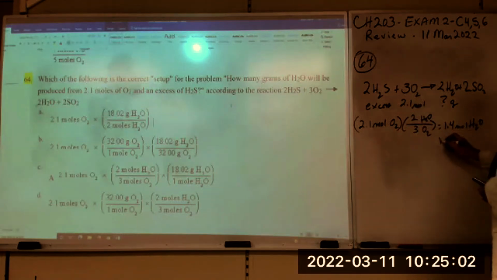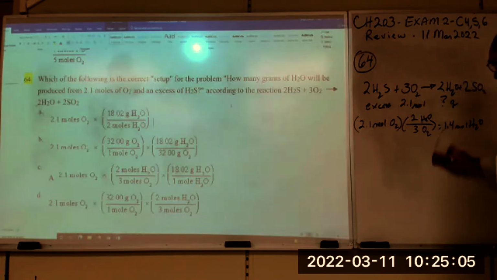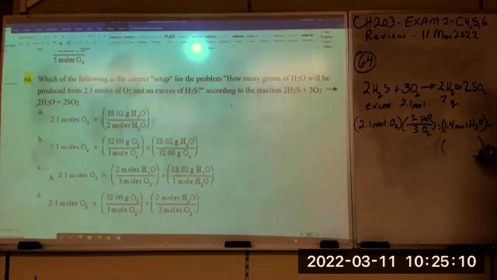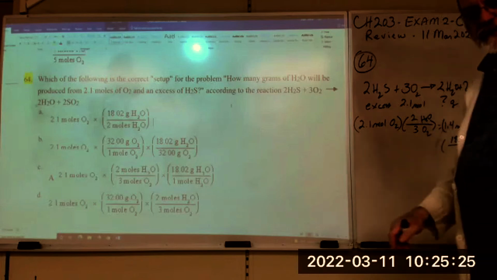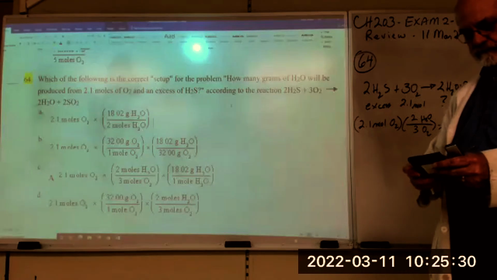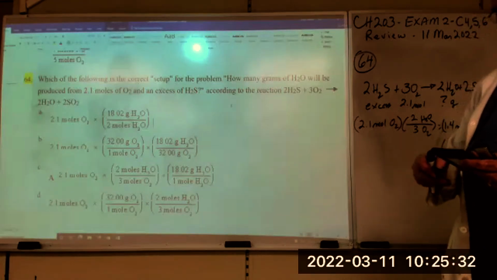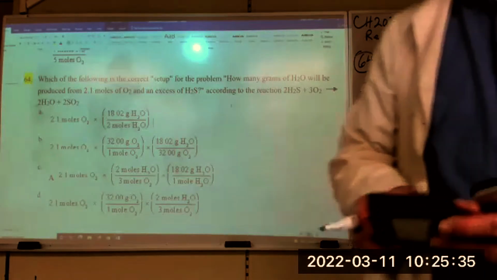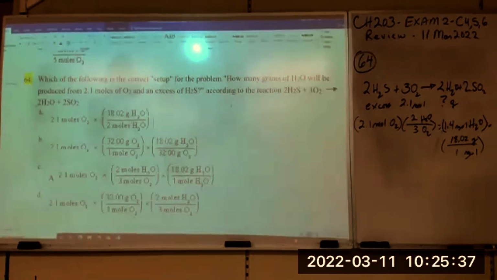Then we need to convert this. Well, let's do it this way. Be consistent. That times moles on the bottom, grams on the top. If I want to multiply that, I need this one in the numerator to cancel that one in the denominator. And the conversion factor is the molar mass of water. So 18.02 times 1.4. And I get 25.23.